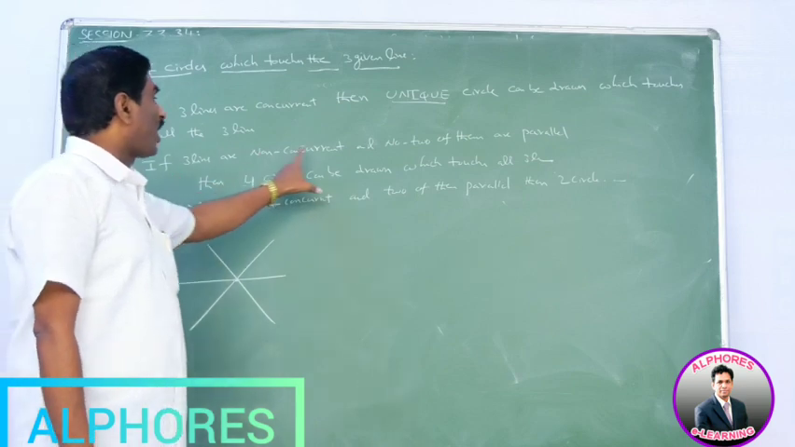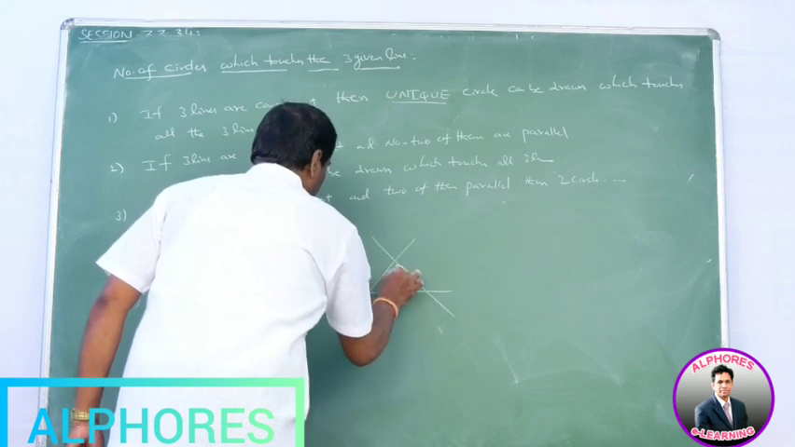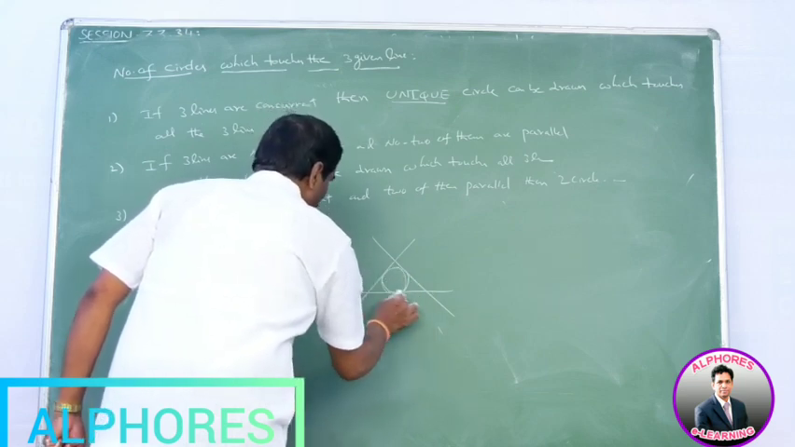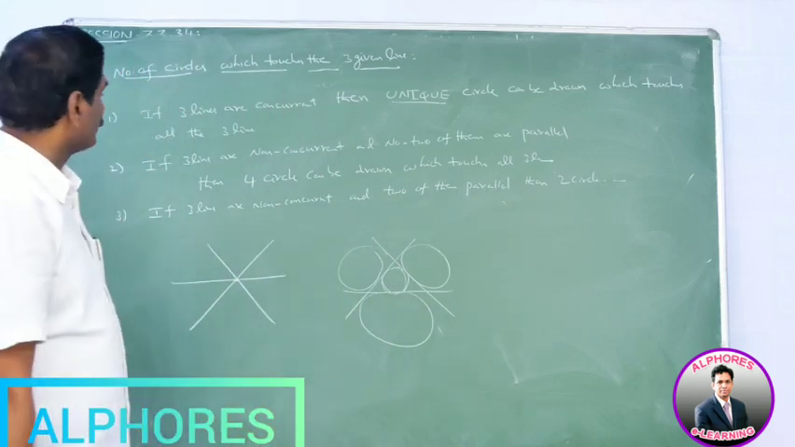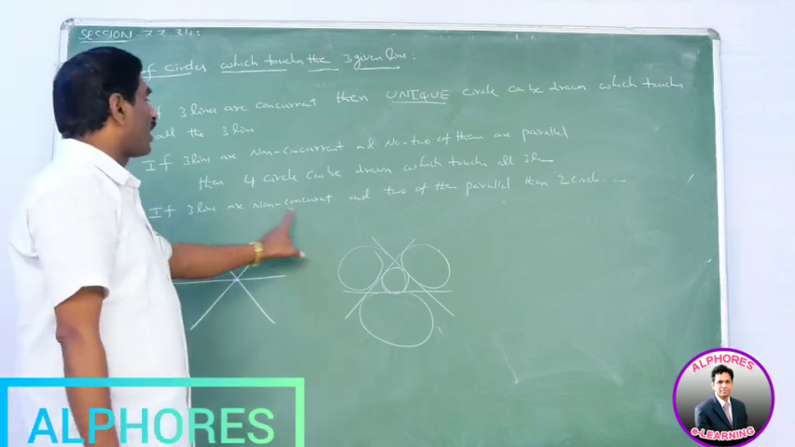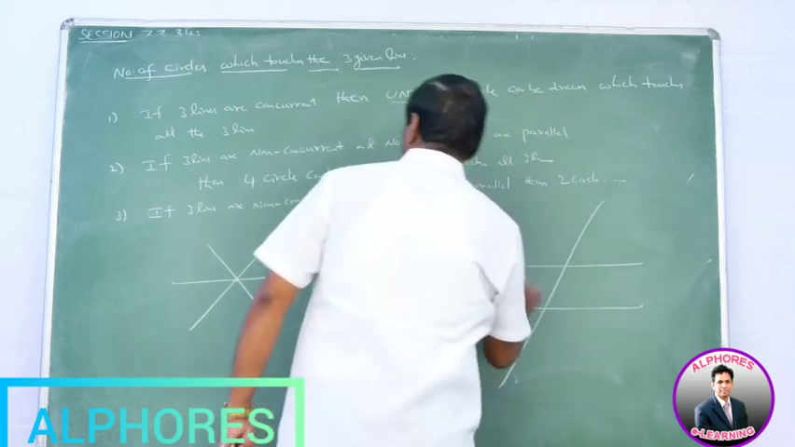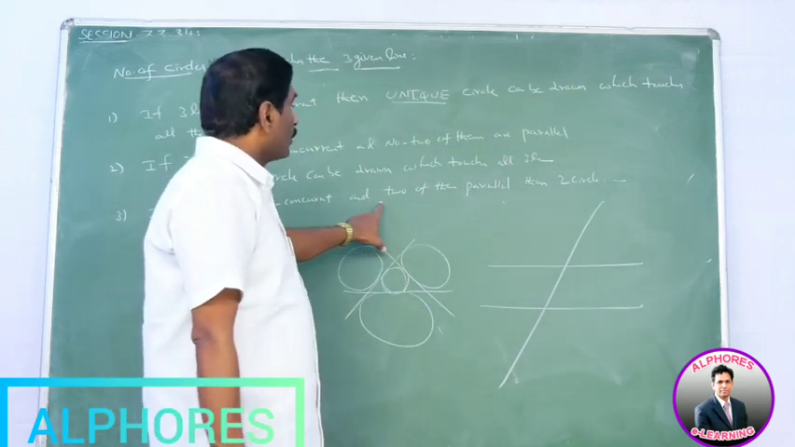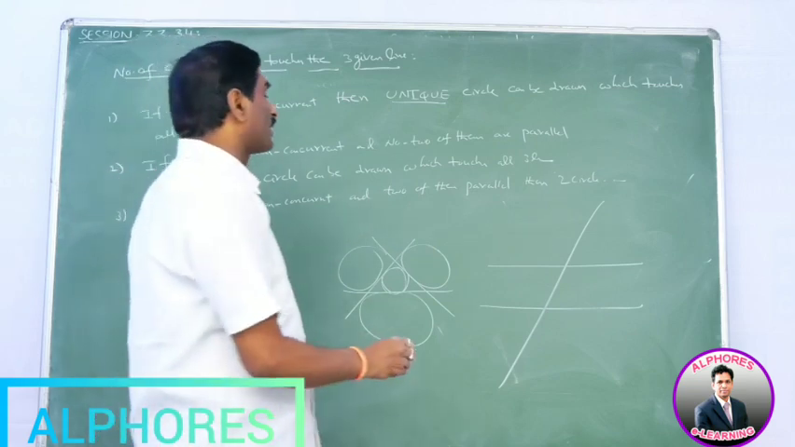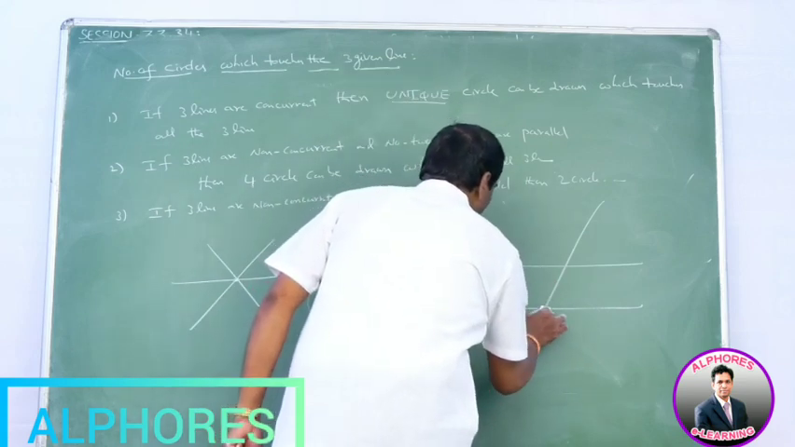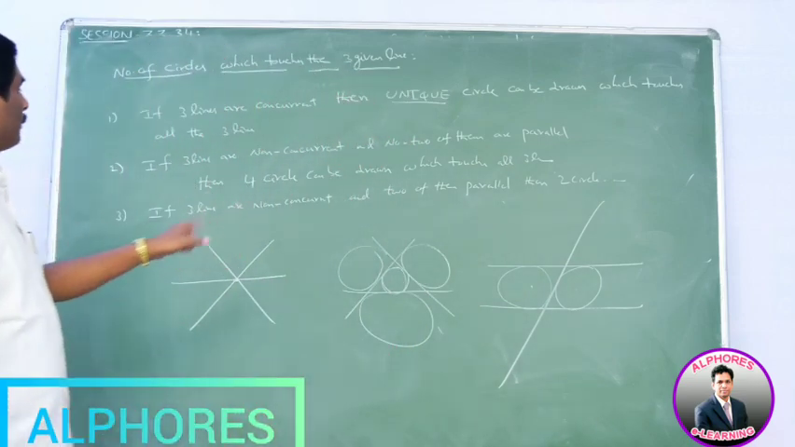Next, if three lines are non-concurrent and no two of them are parallel, that means the three lines form a triangle. The number of possible circles that touch all the three lines is 4: 1 incircle and 3 excircles. Next, if three lines are non-concurrent and two of them are parallel, then the number of circles which touch all the three lines is only 2. The two circles are in this way. Okay, please note these 3 points.